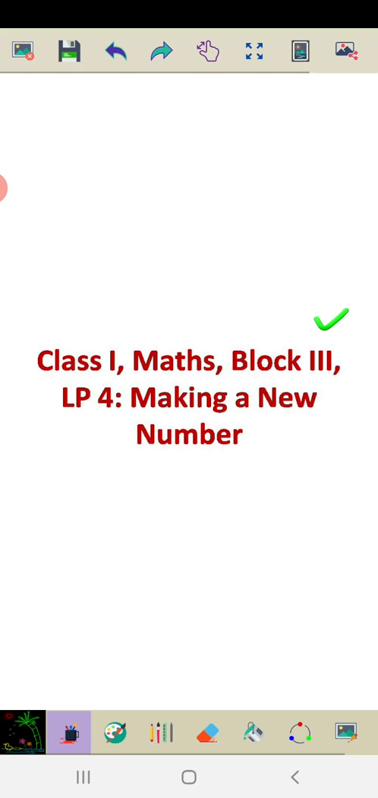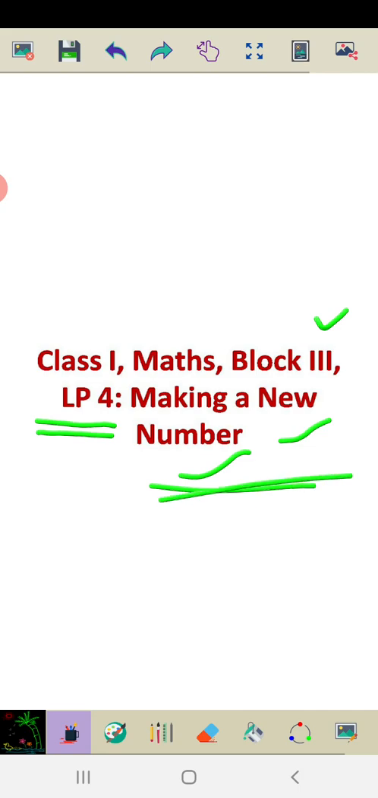In block 3, this is learning plan 4, which is making a new number. Name of the chapter is making a new number. What do you mean by making a new number? What are you understanding with this? Making a new number. What are you understanding with this?